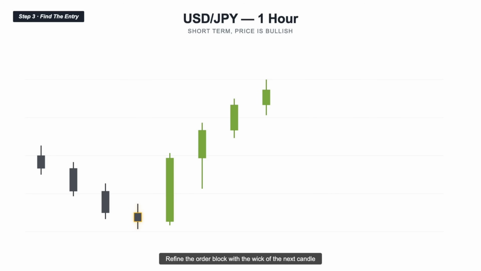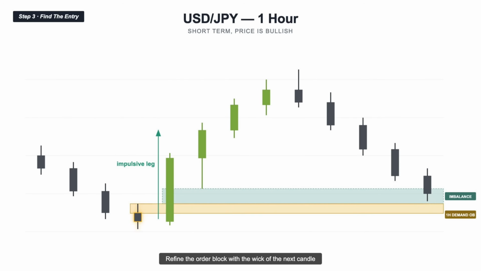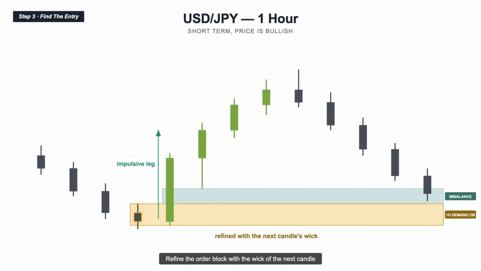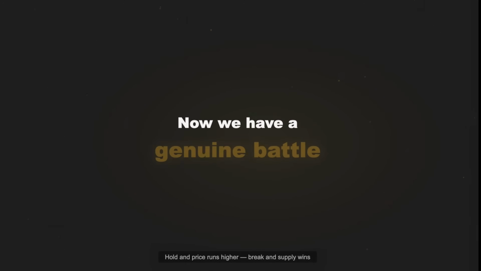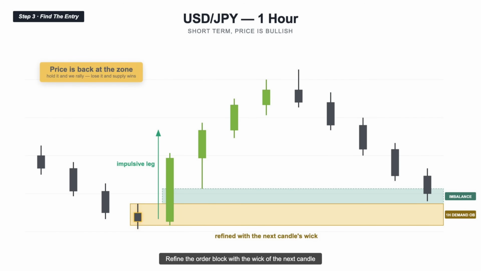Short term, price is bullish. The latest impulsive leg left an imbalance and a demand zone, and we mark the candle that caused it as our order block, refining it with the wick of the next candle. Now we have a genuine battle. If price holds this 1 hour demand, it may push higher, possibly all the way into the daily order block. If it breaks and closes below, supply has won, and the short-term rally is finished.